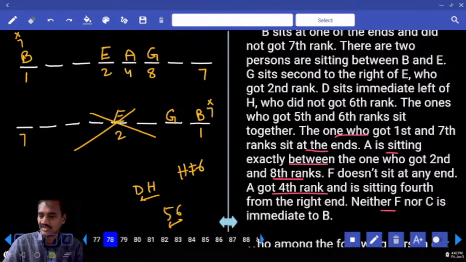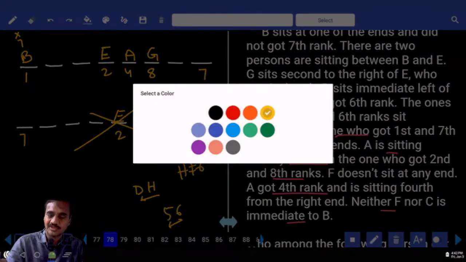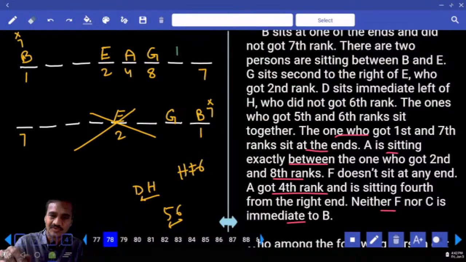Then, neither F nor C is immediate to B. F and C cannot be adjacent to B. Then what is the position of D and H? Can I have D and H like this? My two possibilities. Now D is to the immediate left of H.